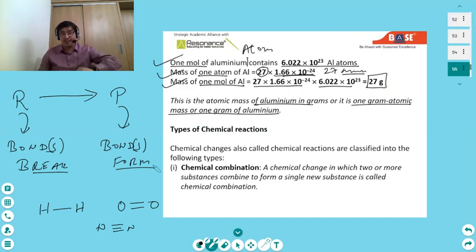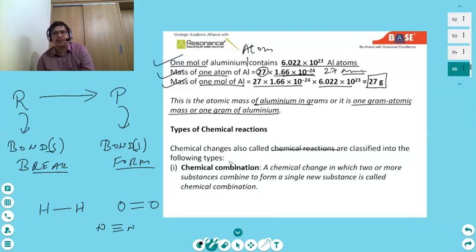Now, during bond breaking and bond formation, energies are also required. Either energy you have to give or energy will come out. So everything we will see in chemical reaction. So a chemical reaction basically means a reactant getting consumed into product by the use of energy or by giving out energy, and it is represented by a chemical equation.